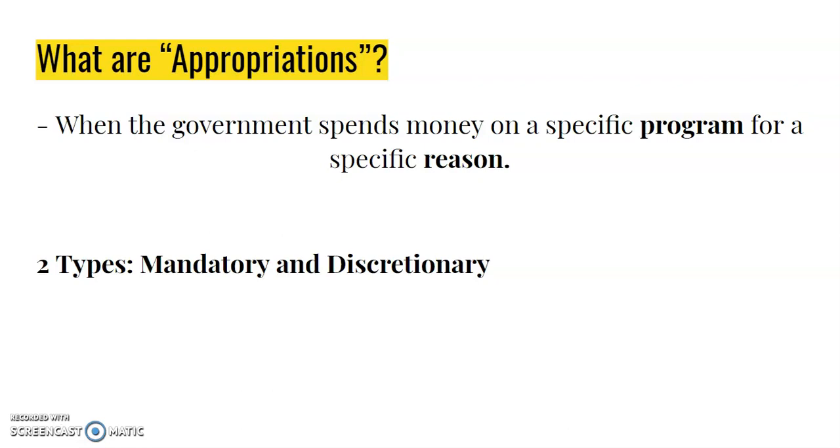What you need to know now, right, is that definition. So make sure to write that down somewhere, as well as that there are two types of appropriations, two types of spending. There's mandatory spending and discretionary spending. Okay, we're going to talk more about those in a second as well.